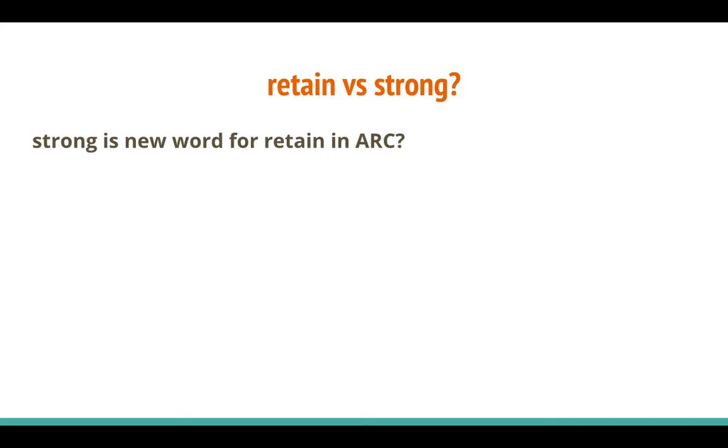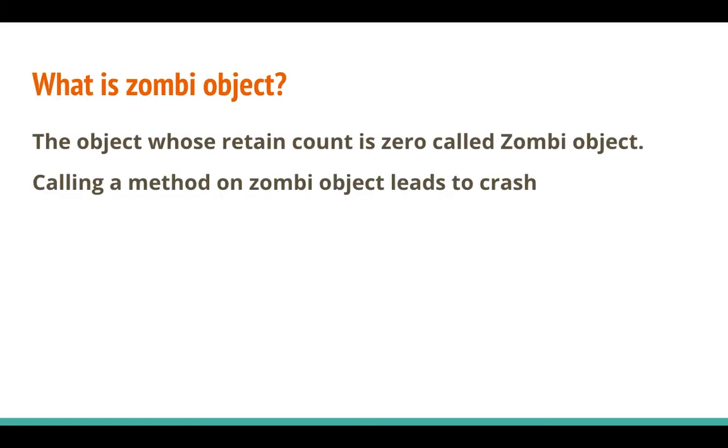So retain and strong, what is the difference? Strong is the new equivalent of retain in ARC. So what does zombie object mean? A zombie object means its retain count is 0. It is called a zombie object. Calling a method on a zombie object leads to a crash.